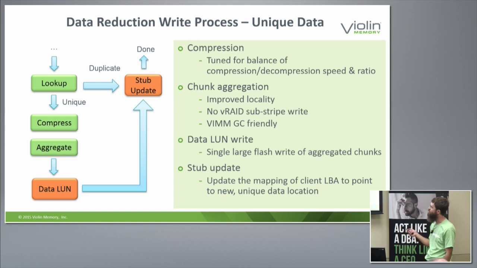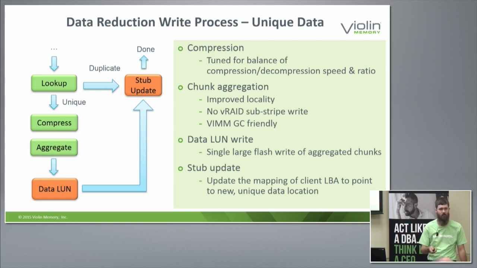Compression is tuned for the balance of compression speed and decompression speed that we need. The customer has a read-write ratio. You can't just do this once. Finally, once we've got this data aggregated, we can write it down to the data LUN, which again is a thick line, or thin provision line sitting on VRAID. So once it hits that, it's protected. Finally, then we're the same as the duplicate path. We need to update that stub pointer metadata, and once again, we're done.